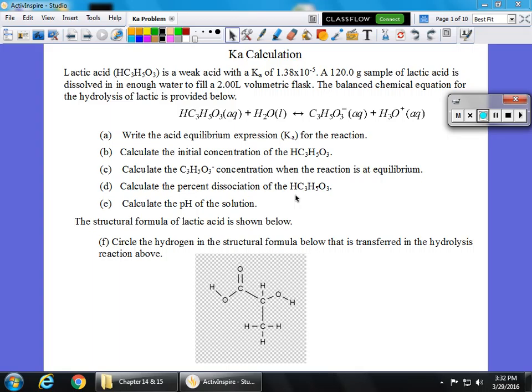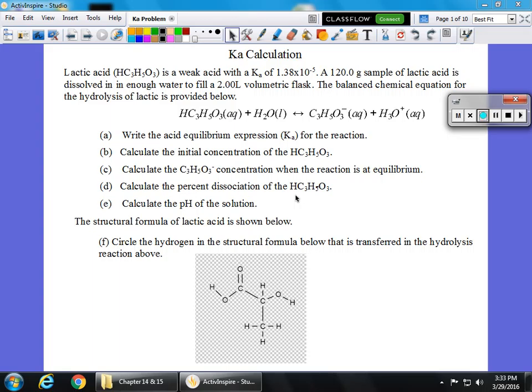I would say give it a try and see how far you can get, and then go back through it and watch the explanation. This one is pretty simple. We're looking at lactic acid as a weak acid. You're given the Ka. You're given the mass of acid and the volume, so it's going to ask you to find a concentration. You are given the equation, and you're going to have to find the equilibrium expression as well, and so we're going to have to do part of that ICE calculation. So as I said, give this a try, and then we'll get through it, okay?